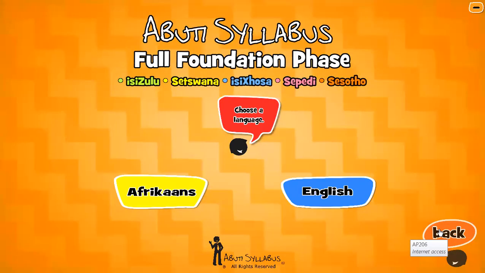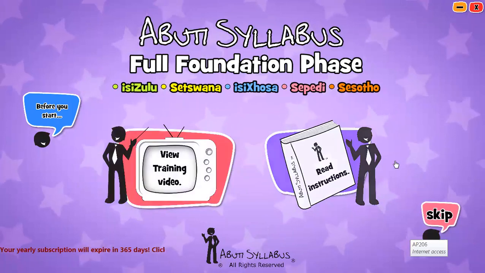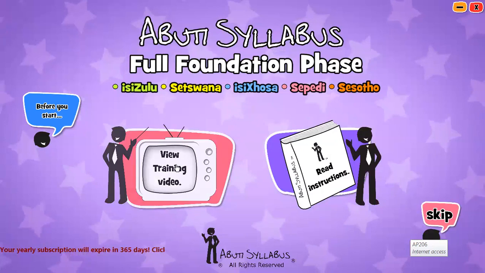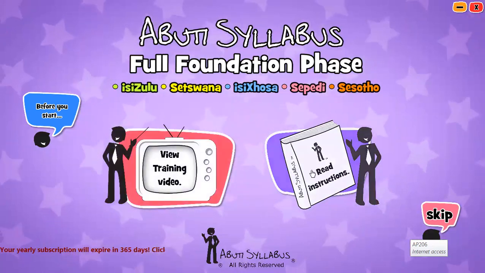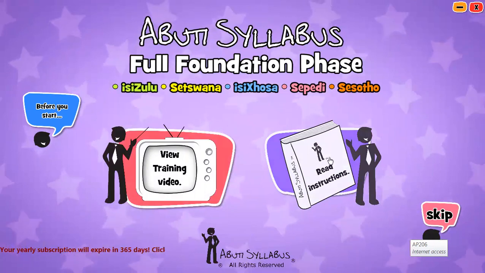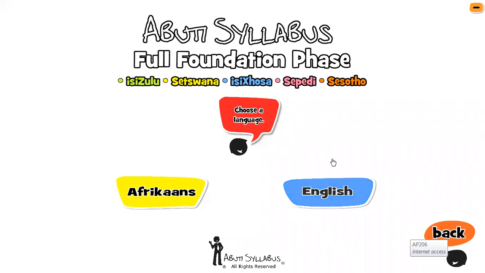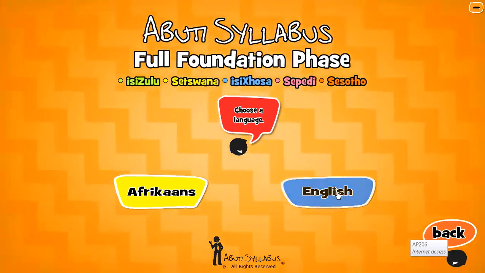So when you activate the software, this would be the main screen. You can then view a training video or just watch this training video again and read some instructions about how to use the package. Okay, so we'll get to this in a second. We're going to skip this for now, and then you obviously choose your language. So we're going to stick to English for this presentation.